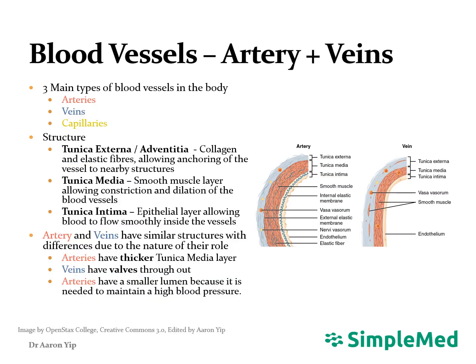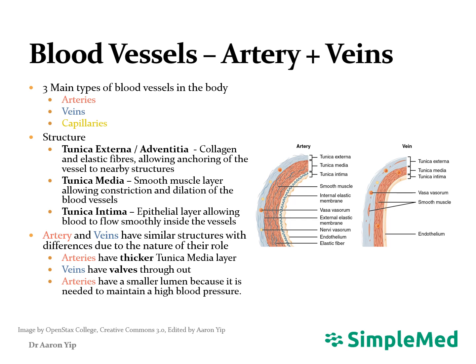Onto the blood vessels of the body. We have three main types of blood vessels in the body: the arteries, veins, and capillaries. The arteries carry blood away from the heart, and the veins carry blood to the heart. The structure of the arteries and veins consists of three layers. From the outside, we have the tunica externa, or the adventitia, which contains collagen and elastic fibers. This allows anchoring of the vessel to nearby structures.